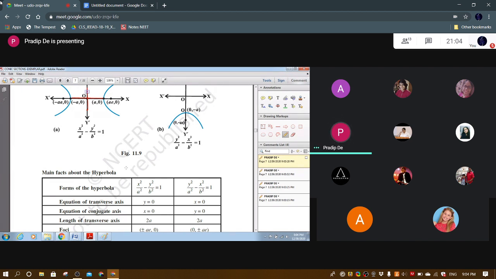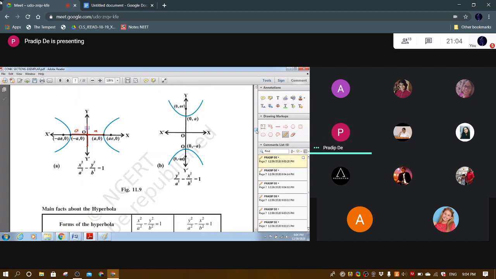Length of transverse axis. You see, this is a. This is a. And this line segment also a. So length of transverse axis 2a. And this is b. b here and b here. So length of conjugate axis 2b.